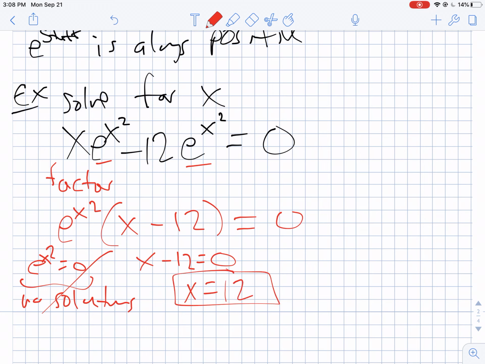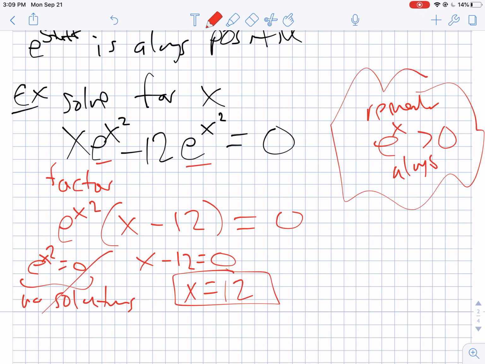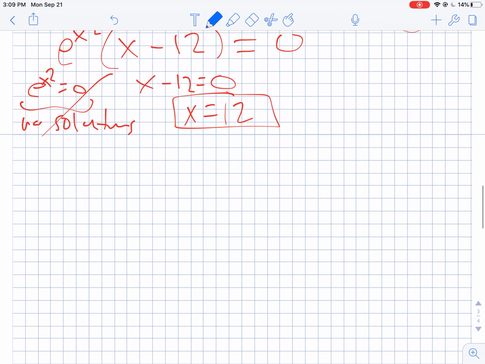And we'll see this technique come up a couple times, but in general, just remember that e to a power is always greater than 0, no matter what you have in that exponent. Okay, so that's just a fancy little thing to remember. With that in mind, let's do some exponent and log review. So here are just some old rules to remind you.